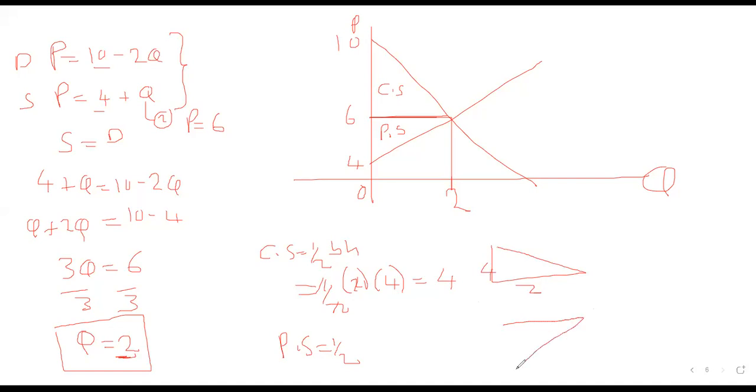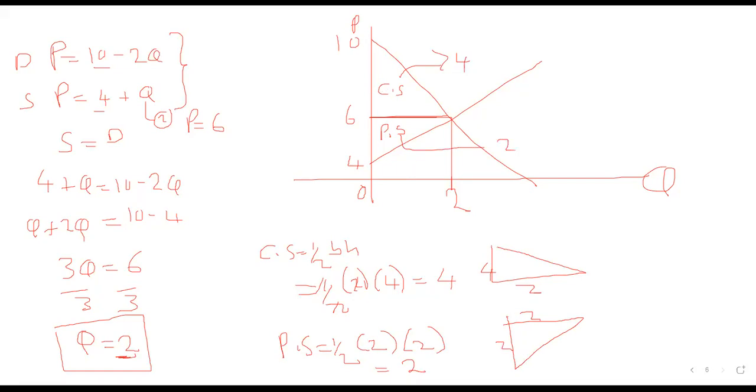Then we can redraw this. Here we have 2. From here to here it is 2. So half 2, 2. What do we get? We get a 2. So the consumer surplus is 4. The producer surplus is 2.